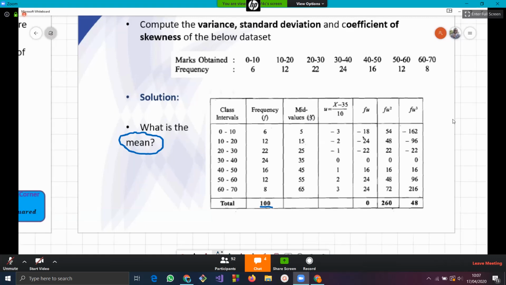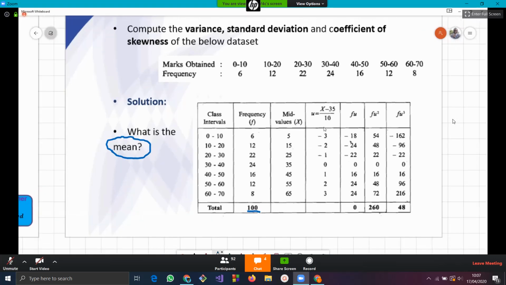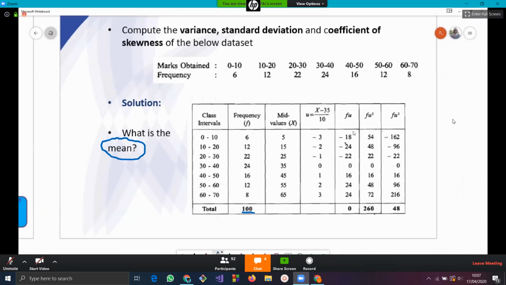Then we call that column U, you can call it anything. Then we'll have another column called FU, then another column called FU squared, because we want the second moment, and we also want the third moment, where you just cube the values. Then we get 60 here after summation, 48 here after summation, and 0 here after summation.